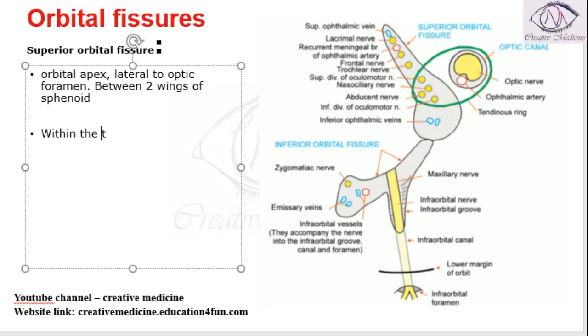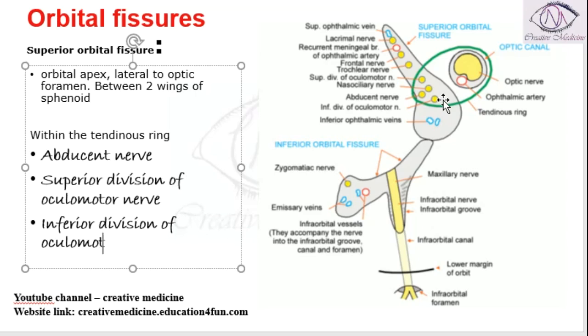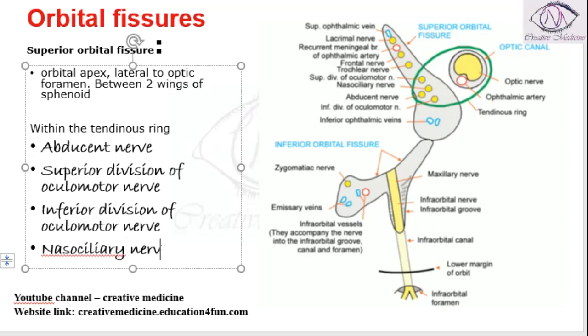Within the tendinous ring, we have the branches of the abducent nerve. We have the superior division of the oculomotor nerve and also the inferior division of the oculomotor nerve. All these are present in the tendinous ring, and the nasociliary nerve is also seen.